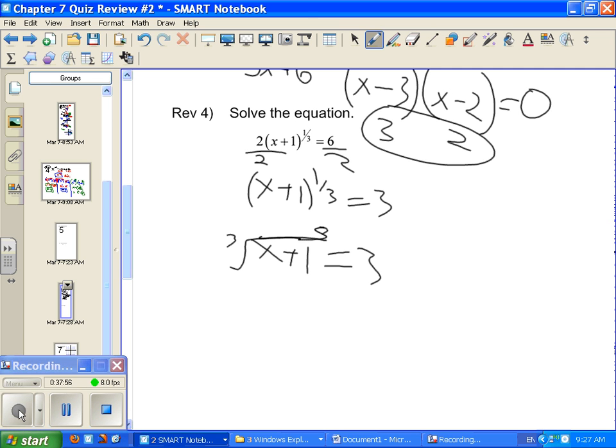Yeah. So this is no good, right? That's canceled. If you did that to the left, you've got to do it to the right. Yeah, I did it right. So cube this. It's a 3. Cube that. X plus 1 equals 9.